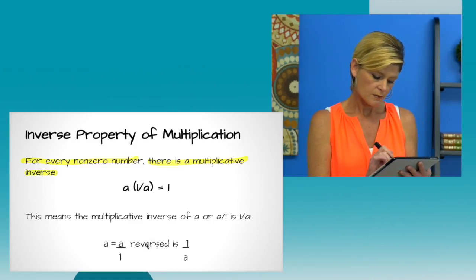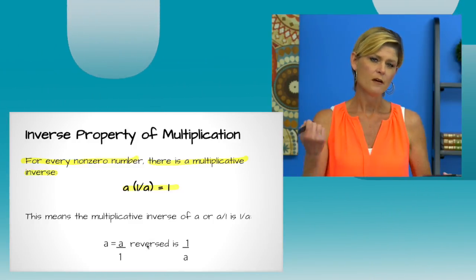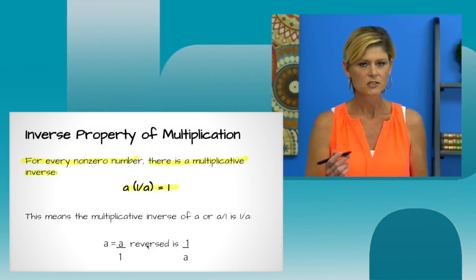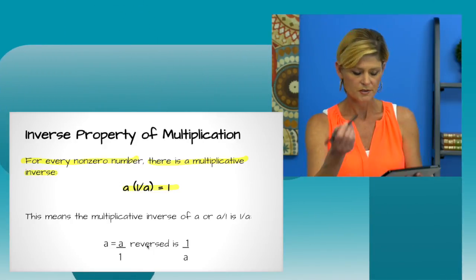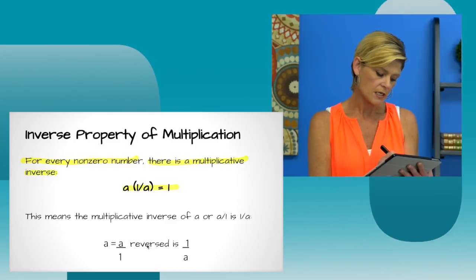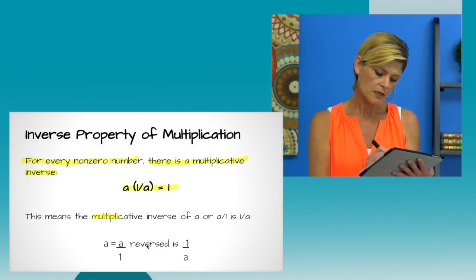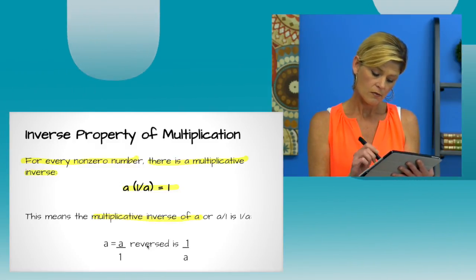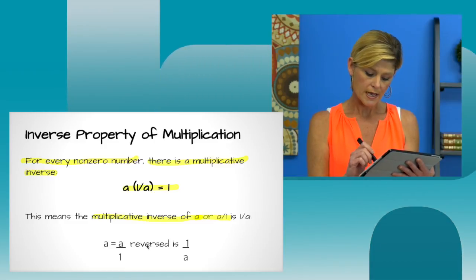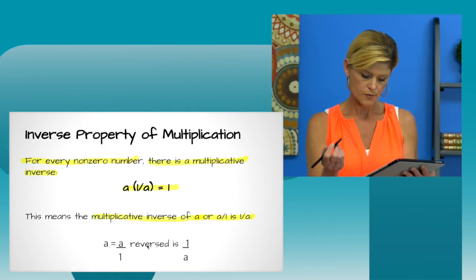1 times 1 over a equals 1. Now that may not make a whole lot of sense to you yet, but let's break it down even a little bit further. Basically, it means that the multiplicative inverse of a, assuming a is a real number, or a over 1, is going to be 1 over a.